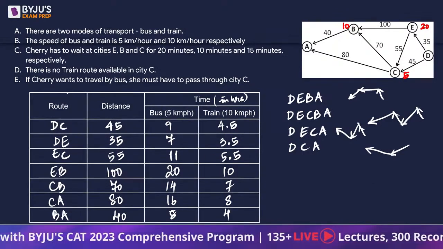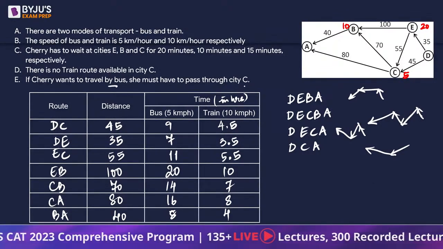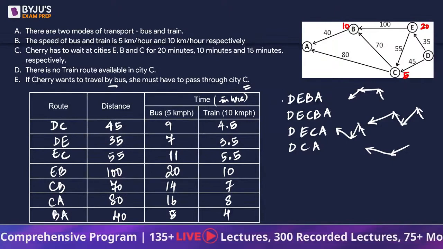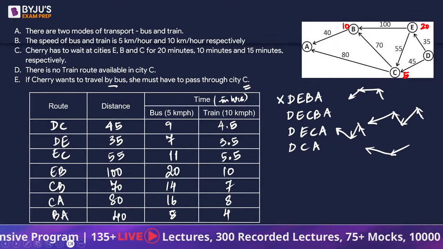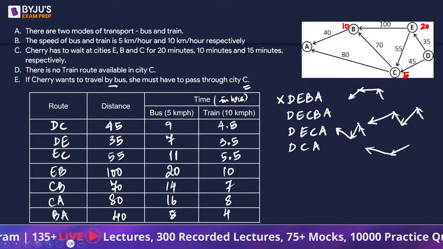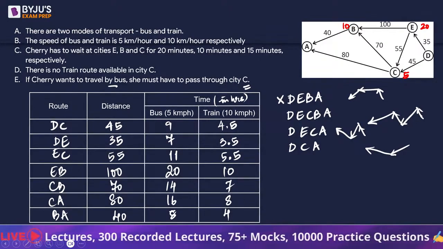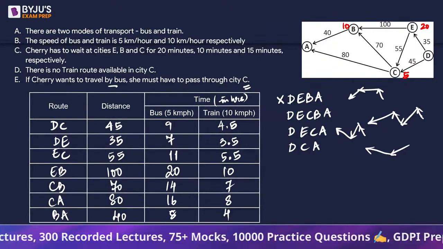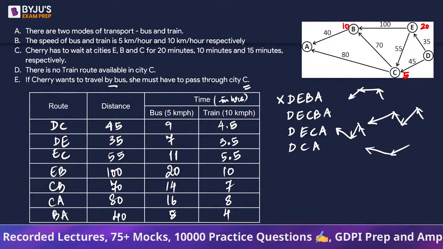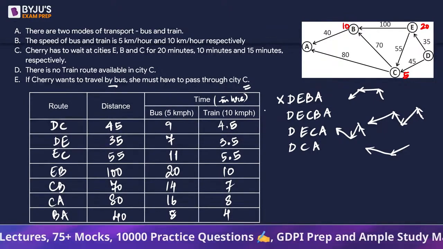Now it is given that अगर बस से जाओगे तो सिटी सी से पास करना पड़ेगा. That means ये बस से नहीं जा सकते, right? Now if we look at DECBA, okay, we can add the total distance right here.